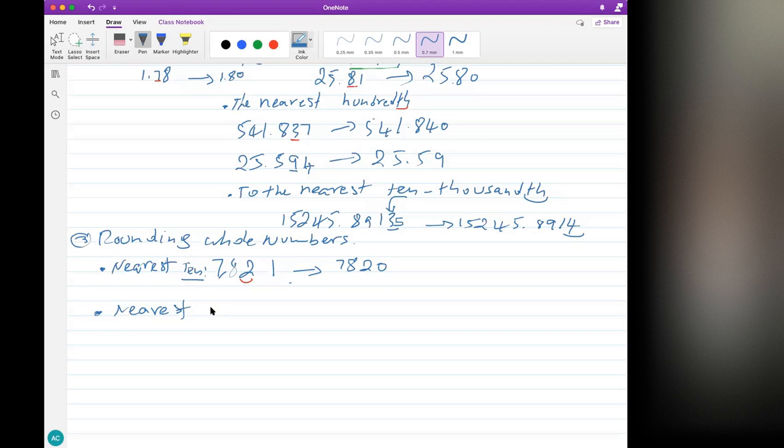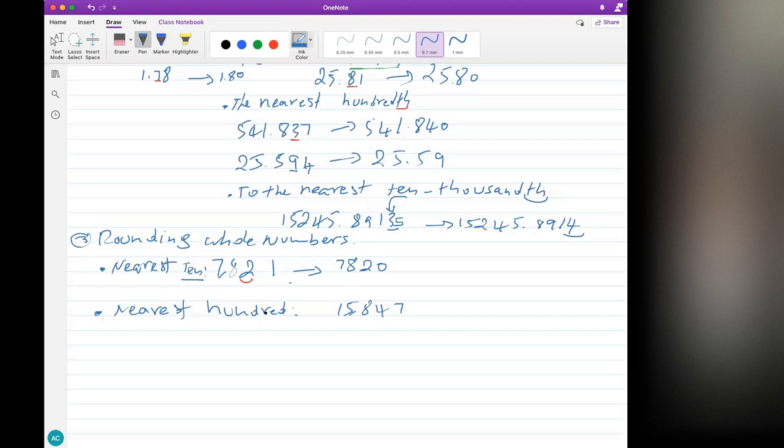Let's do another example, this time with the nearest hundred. This is a number, again, it's not a decimal number, it's just a whole number. We can add a little comma here. So we want to round this to the nearest hundred.